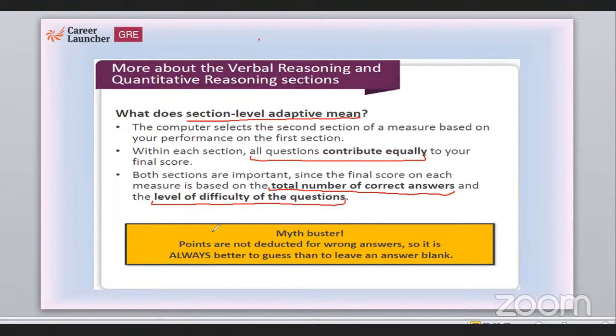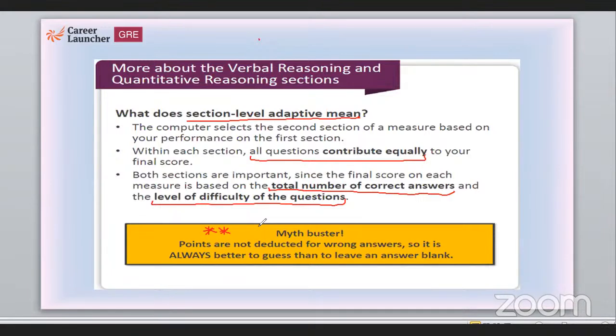Okay. There's one most important thing: there's no negative marking in GRE. So even if you're not sure about the answer to a particular question, you should still make the best possible guess. Everyone clear with this part? Any doubts on this? Anyone any doubts on this?